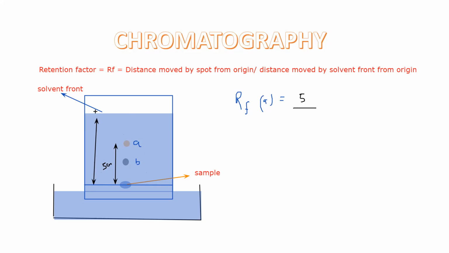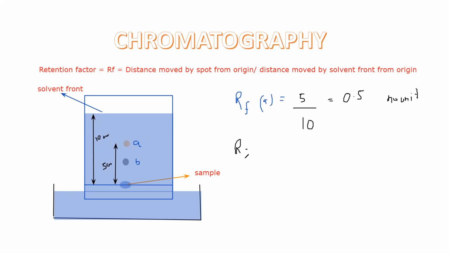For example, the solvent rises to 10 centimeter from the origin. Distance moved by solvent from the origin: from the origin it rises to 10 centimeter. So what is the RF value? Distance moved by spot divided by distance moved by solvent. So 5 divided by 10 is equal to 0.5. And it does not have any unit, so it is only a number. It does not have any unit, centimeter, meter, millimeter, because it is the simplest ratio. So the RF value for spot A is 0.5.